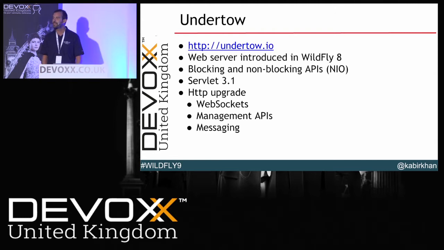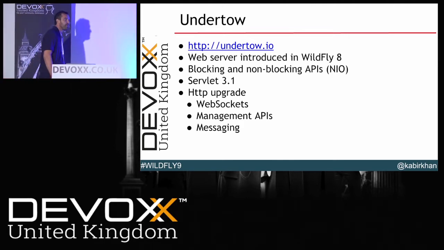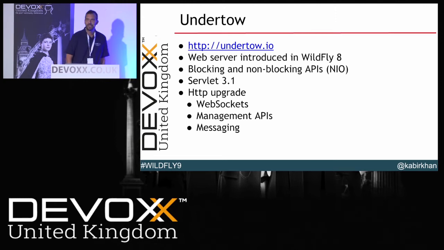So Undertow is the web server that we introduced in WildFly 8. It's really fast, like all the other WildFly projects. It supports blocking and non-blocking APIs over NIO. It supports Servlet 3.1, and it has built-in upgrade in its core. We use this to reduce ports, so that all our management APIs, EJB remoting, messaging, and so on, are all available via HTTP, and then an upgrade is done to talk these other protocols.